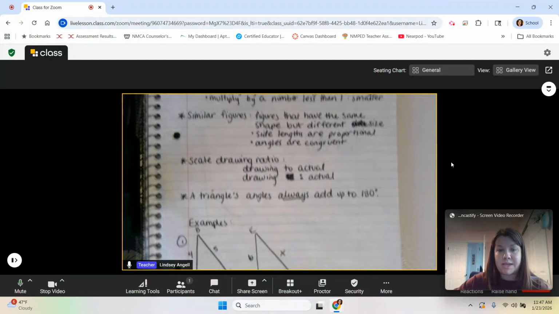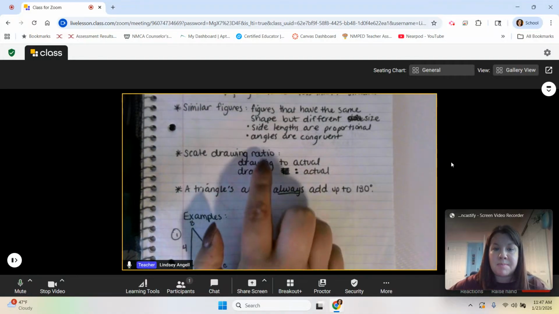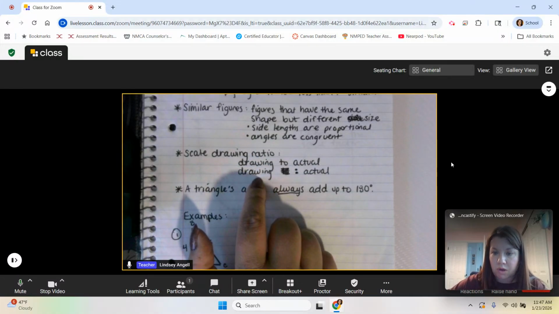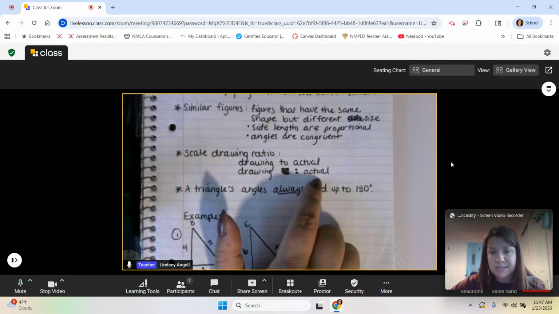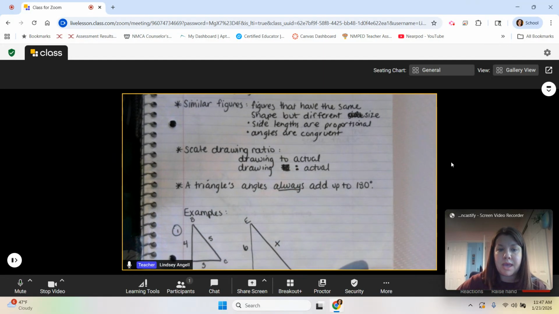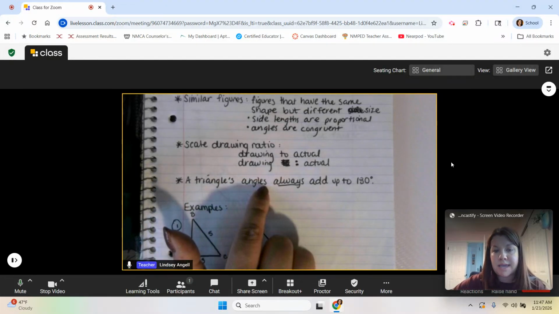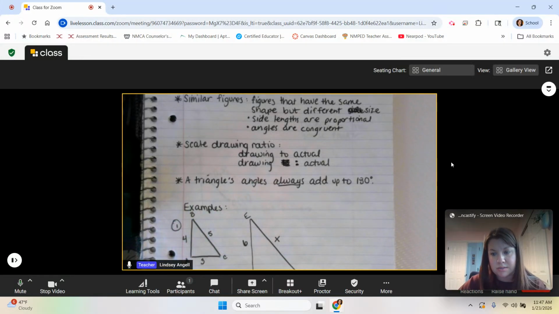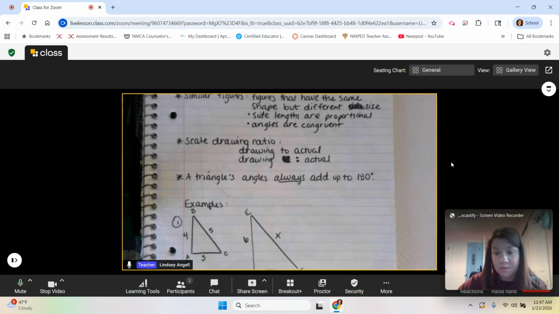Scale drawing ratios. Just keep in mind that in a scale drawing ratio, the first number is the drawing's information. The second number in the ratio is the actual figure, like in real life. And then a triangle's angles always add up to 180 degrees. You've got to keep that in mind. There is a question about that on your test.